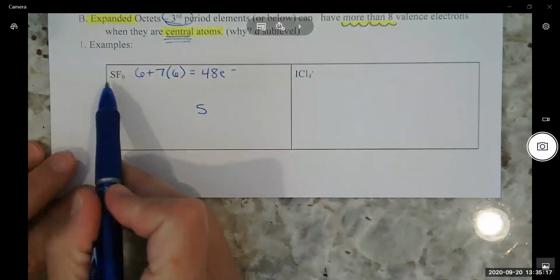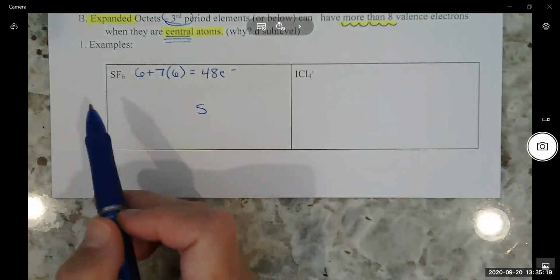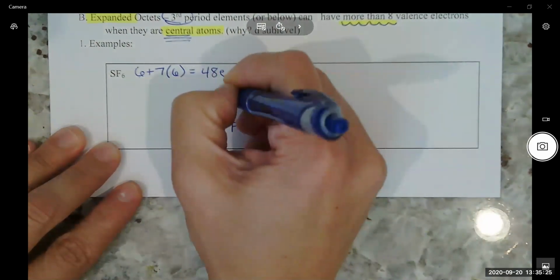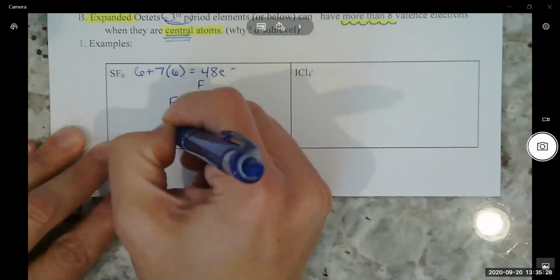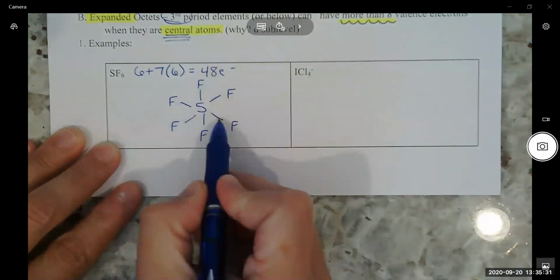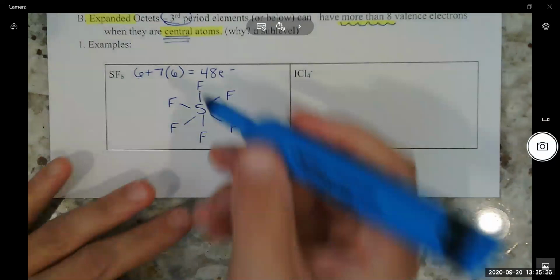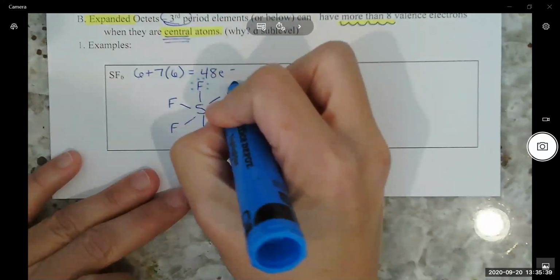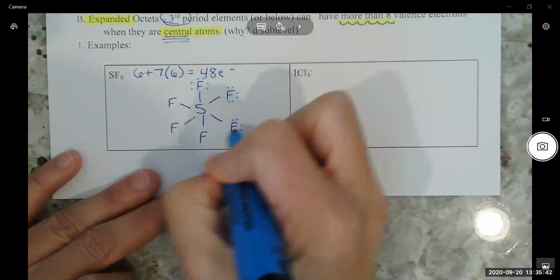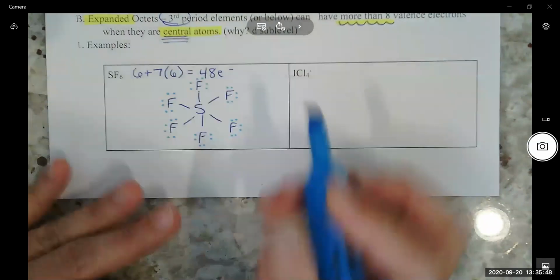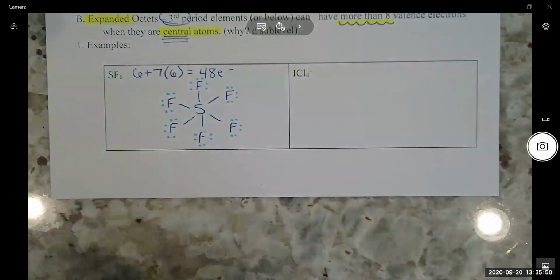Now, because I know sulfur is in row 3 and it can have an expanded octet, that means that all 6 fluorines can go around the outside of sulfur and it's fine. That gives me 2, 4, 6, 8, 10, 12 electrons around sulfur, and that's okay because it has an empty d sublevel. It has room for those bonds to form. Okay, so you're going to connect everything with single bonds. You're going to complete octets around the outside atoms, and you're going to recount electrons. In this particular diagram, that is 48 electrons. And so that is my Lewis structure for SF6, sulfur hexafluoride.